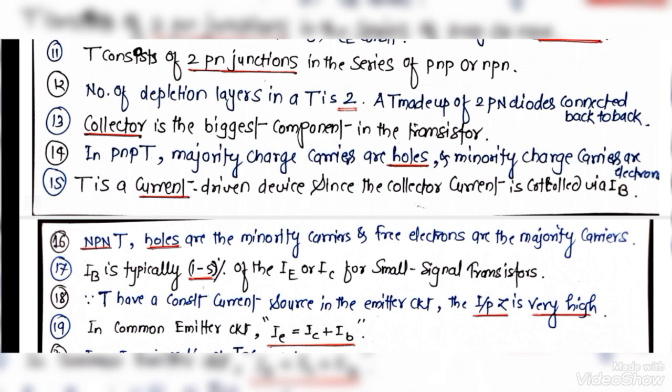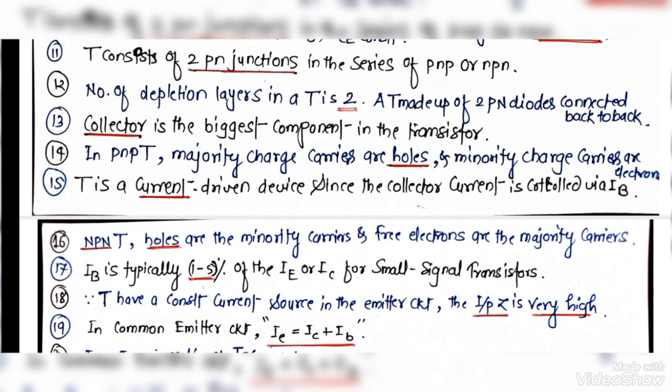Transistor consists of two PN junctions in the series of PNP or NPN. Number of depletion layers in a transistor is 2. A transistor is made up of two PN diodes connected back to back. Collector is the biggest component in the transistor.